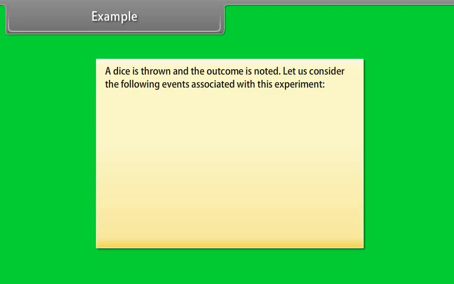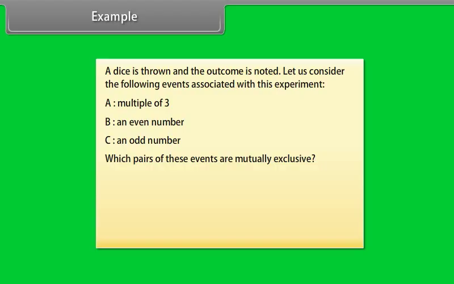Example. A dice is thrown and the outcome is noted. Let us consider the following events associated with this experiment. A, multiple of 3. B, an even number. C, an odd number. Which pairs of these events are mutually exclusive?